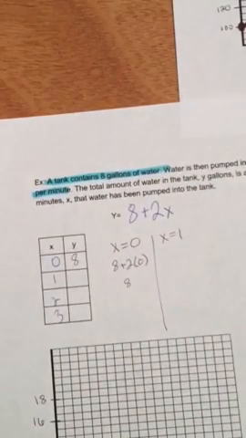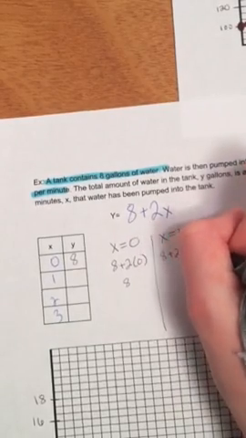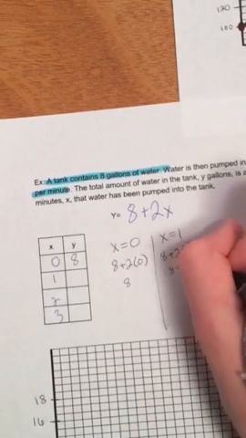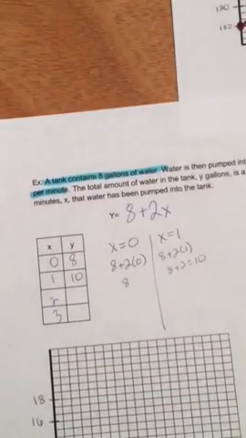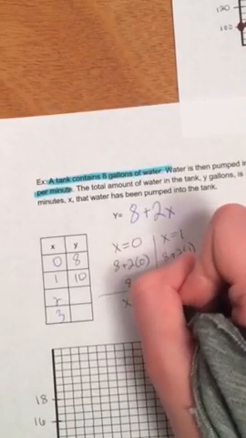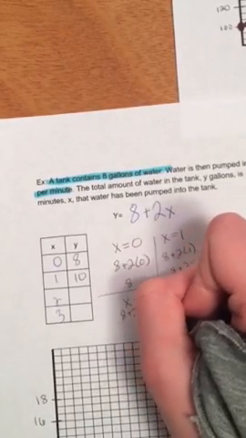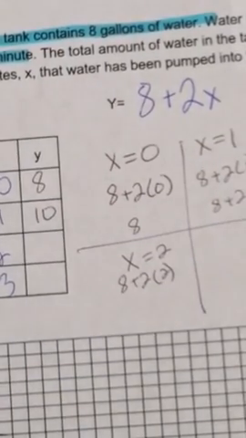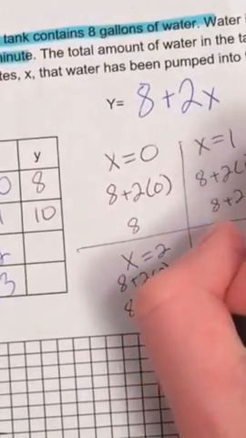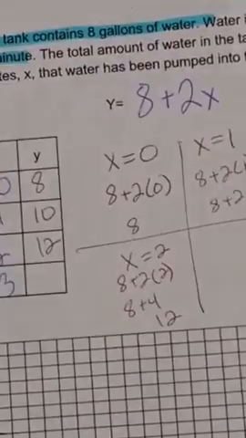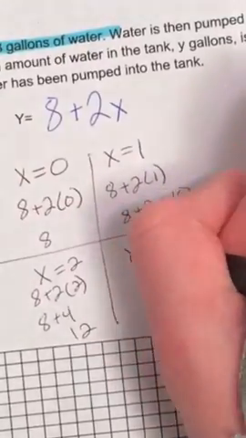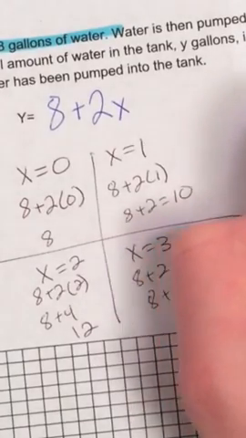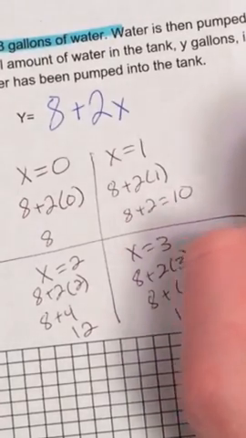X equals 1. So I have 8 plus 2 times 1. 2 times 1 is just 2. So I have 8 plus 2, which is 10. And then I get x equals 2. So I have 8 plus 2 times 2. And 2 times 2 is 4, so I have 8 plus 4, which is 12. And then x equals 3. I get 8 plus 2 times 3. 2 times 3 is 6. 8 plus 6 is 14.